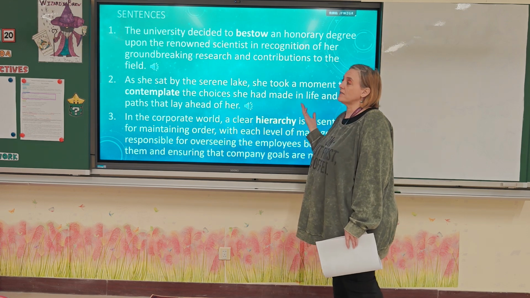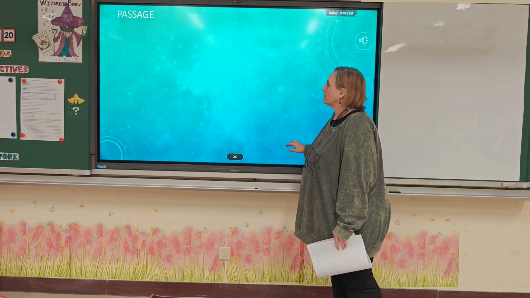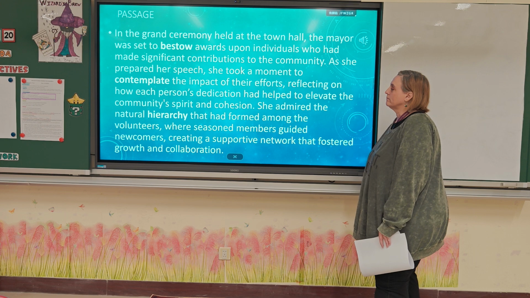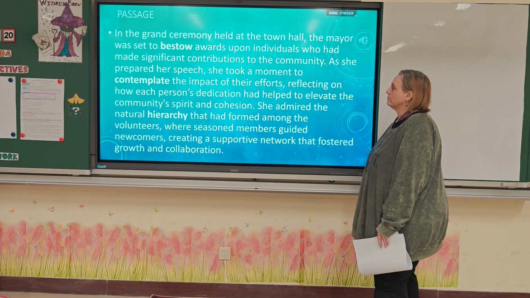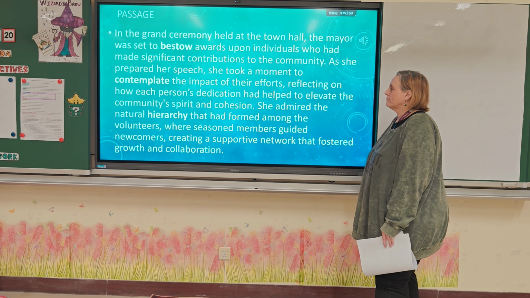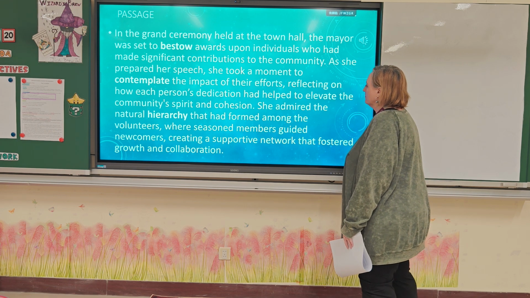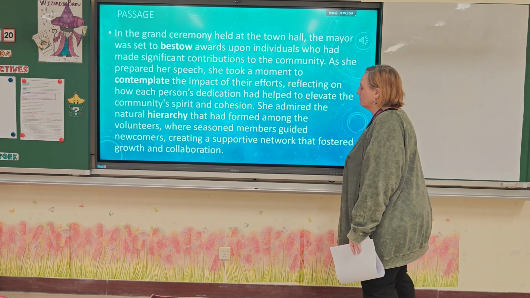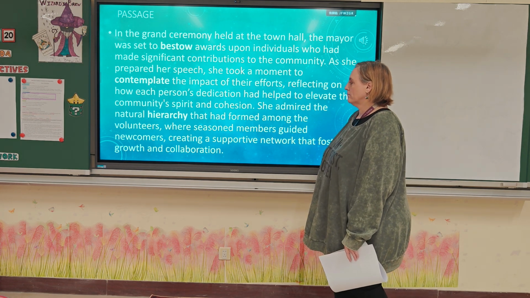So here is next is a passage using all three words. In the grand ceremony held at the town hall, the mayor was set to bestow awards upon individuals who had made significant contributions to the community. As she prepared her speech, she took a moment to contemplate the impact of their efforts, reflecting on how each person's dedication had helped to elevate the community's spirit and cohesion. She admired the natural hierarchy that had formed among the volunteers, where seasoned members guided newcomers, creating a supportive network that fostered growth and collaboration.